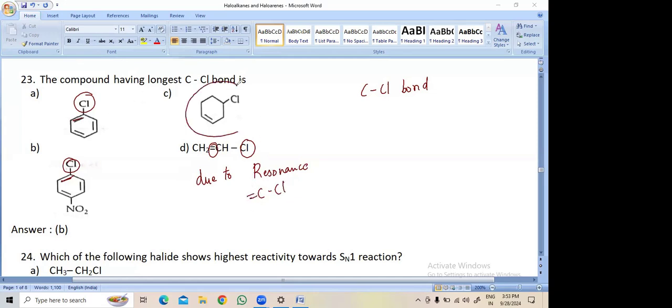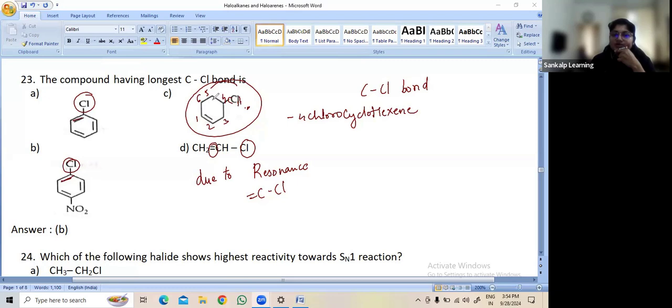But when you see option C, this is 1, 2, 3 and 4, so this is 4-chlorocyclohexene, with carbons 1, 2, 3, 4, 5 and 6. In this compound, no resonance takes place. Why is there no resonance, students? Because there is no double bond present next to the halogen atom.